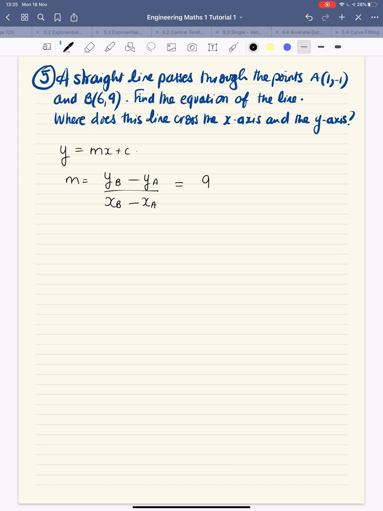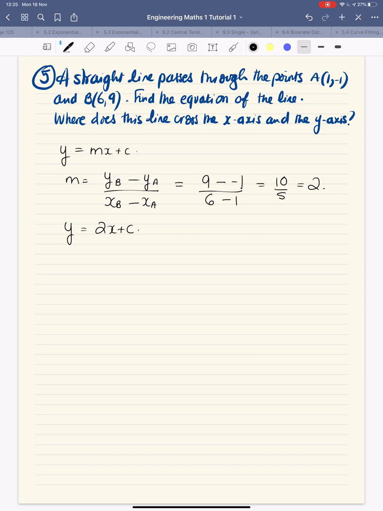So it's 9 minus minus 1. There's the 9, there's the minus 1. Divided by 6 minus 1. That's 6 and that 1. It's always minus. So it's 10 over 5, which is 2. So we know y is 2x plus c.